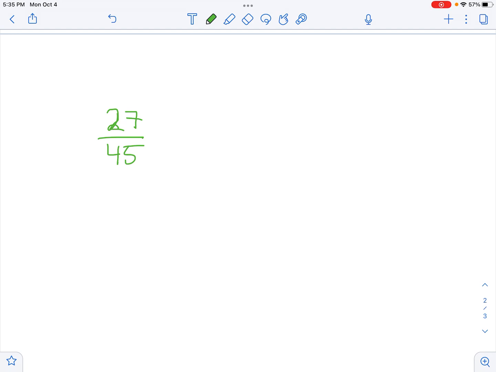So 2 plus 7 is 9. 4 plus 5 is 9. So both 27 and 45 are divisible by 3. And let's just do that. So divide by the form of 1, 3 over 3. And you don't have to draw the form of 1 in, but I find it's really useful to remind myself that I'm dividing by 1.